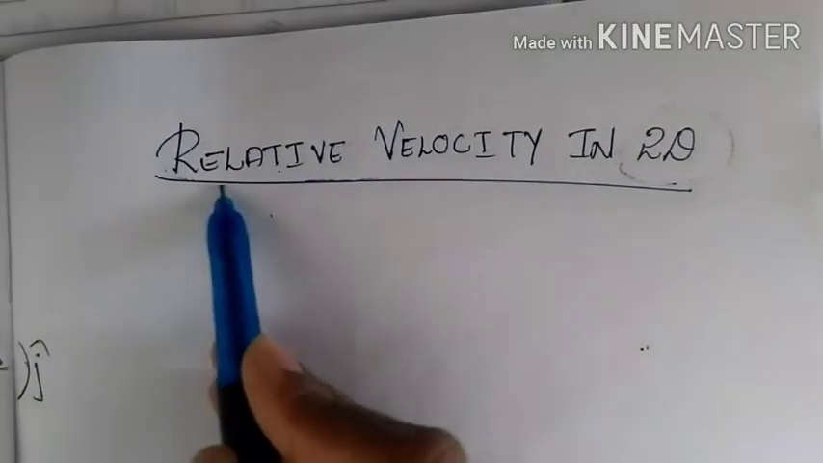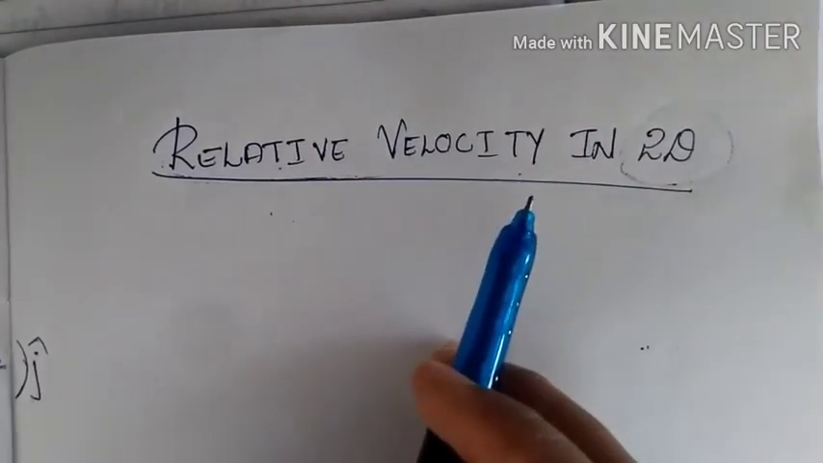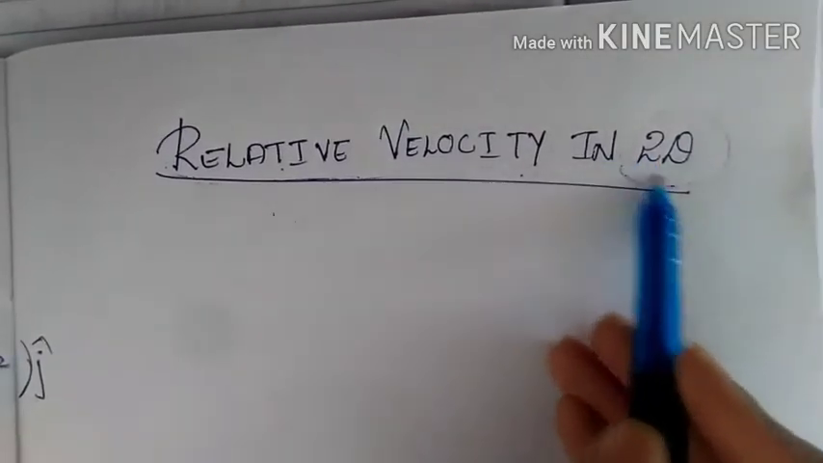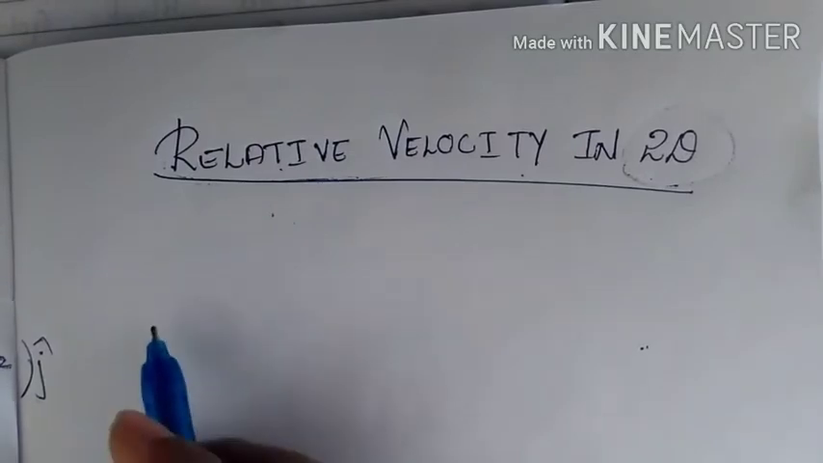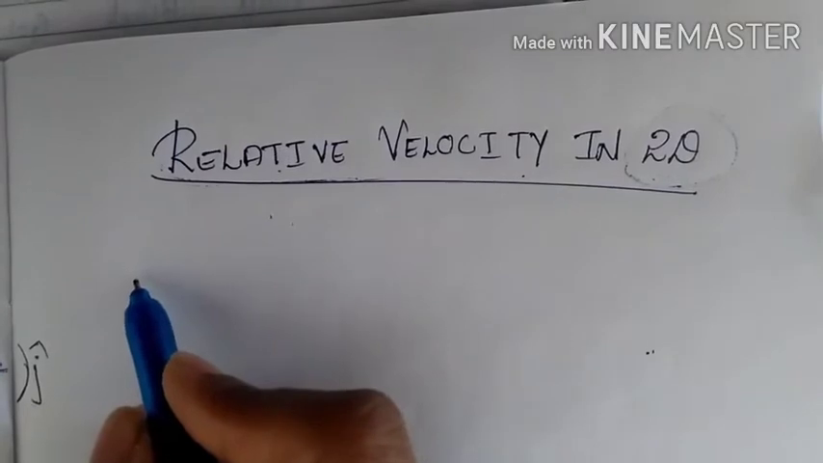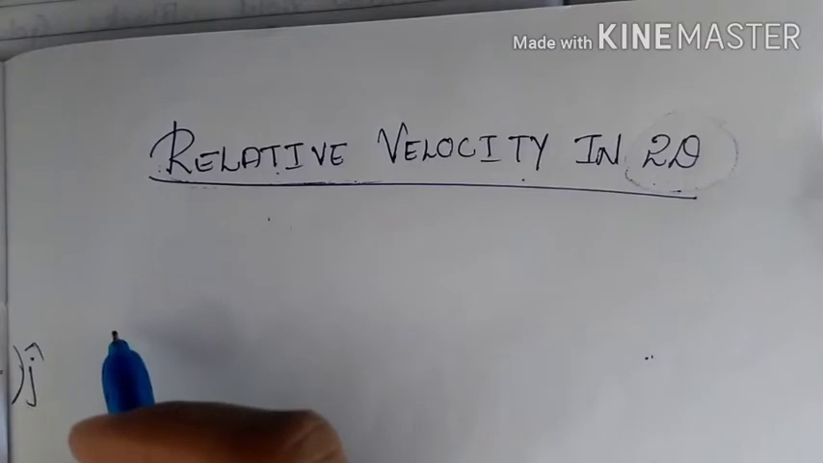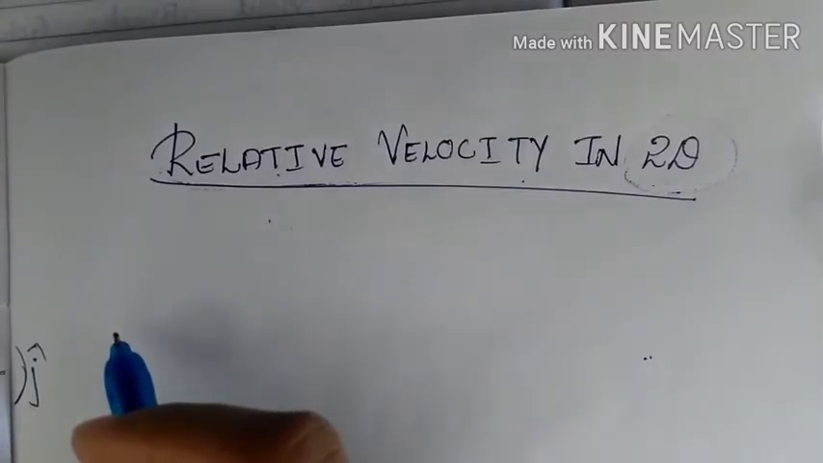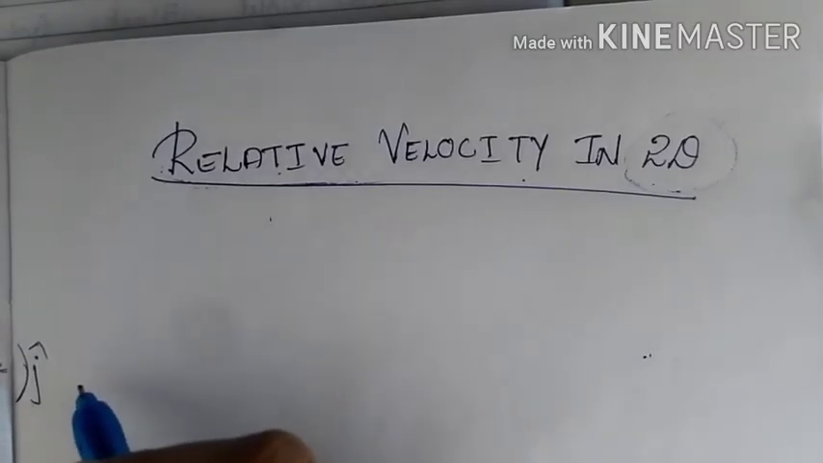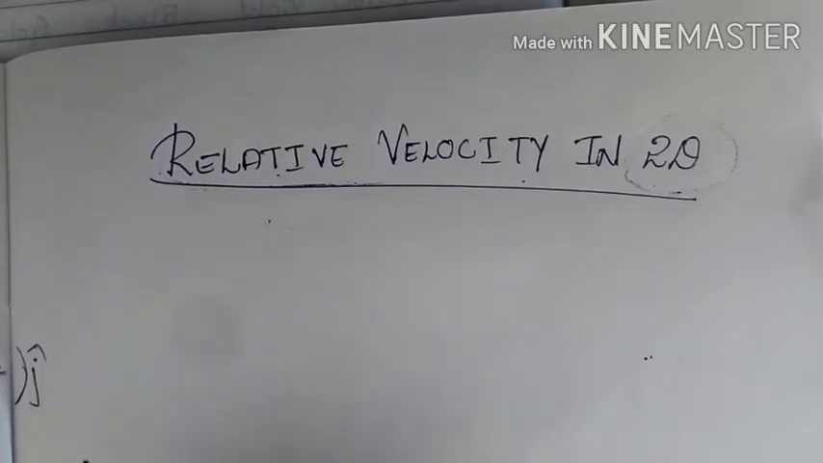So it is necessary for us to learn what the relative velocity is of a body, particle, or object which is moving in a plane. Here 2D represents the plane. Now in a straight line, the relative velocity equation was VAB, the relative velocity of A with respect to B, equals VA minus VB. Similar to that, we can write an equation for relative velocity in two dimensions also.